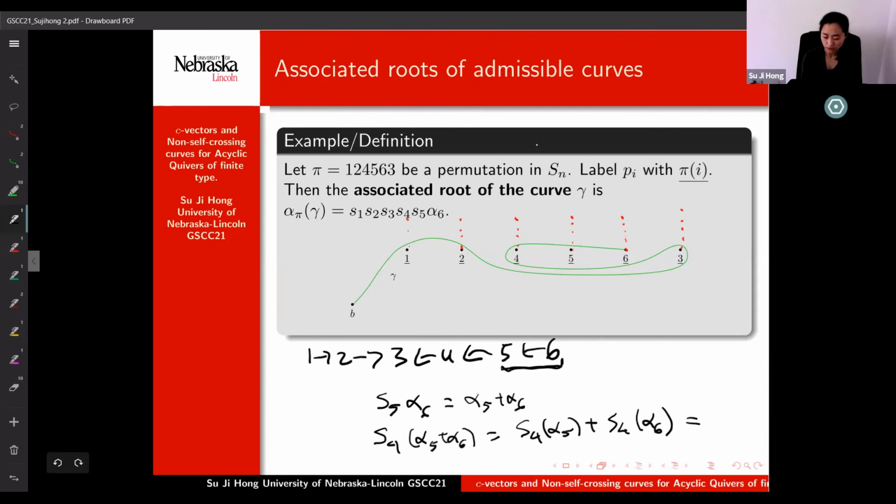to get that. Well, since 5 and 4 are joined by an arrow, we can say that's going to be alpha 4 plus alpha 5. Well, but 4 and 6 are not adjacent. So we're just going to do nothing to 6 and leave it as that. So we can continue this process to figure out what this reflection is, and then what the new vertex is going to be. And in here, one thing I'll mention is that Si of alpha I would end up being negative alpha I.